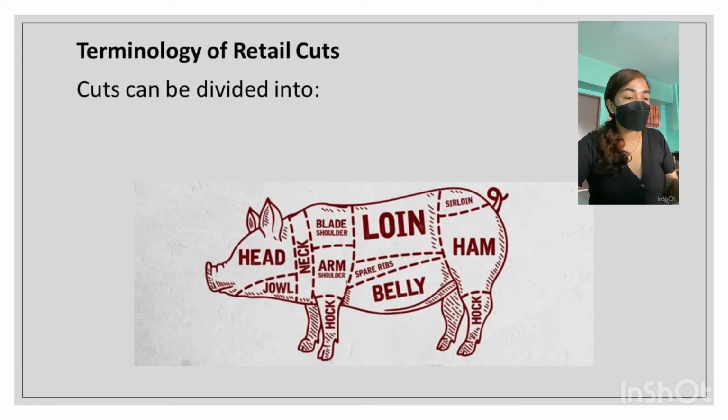Cuts can be divided into, first, we have the head, jaw, the neck, the blade shoulder, the arm, the hock, the loin, the spare ribs, the belly, the sirloin, the ham, and the back hack. Okay, so that is the cuts of pork.